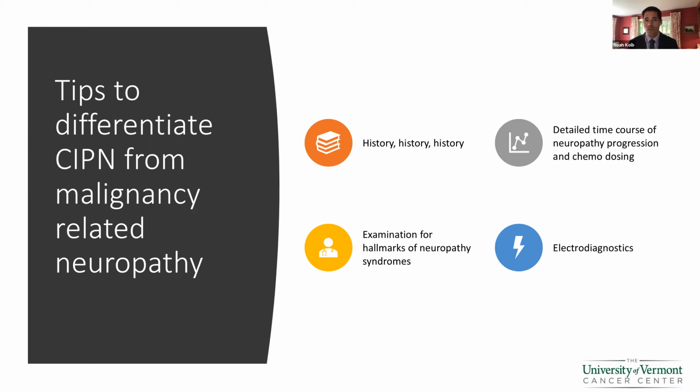In these settings where it's hard to figure things out, electrodiagnostics are very helpful because they can help find out if this is a demyelinating neuropathy, which you can see with things like multiple myeloma or Waldenstrom's or POEMS, or if it's an axonal neuropathy.